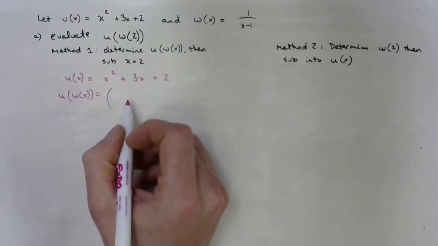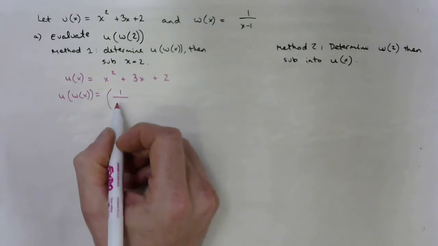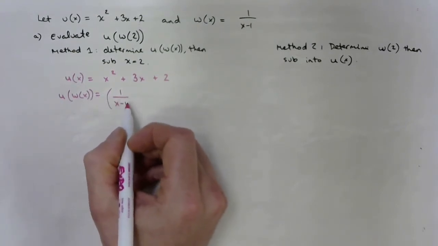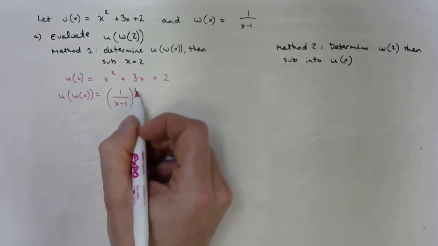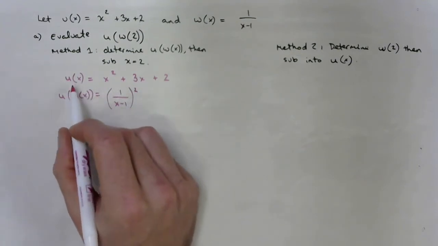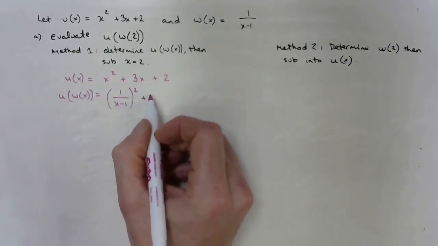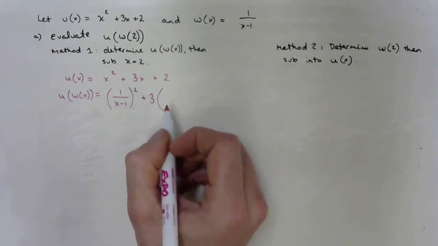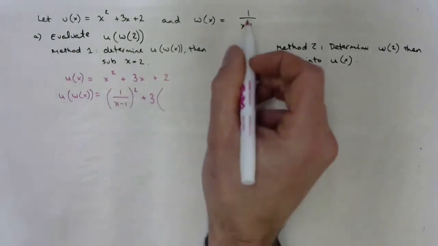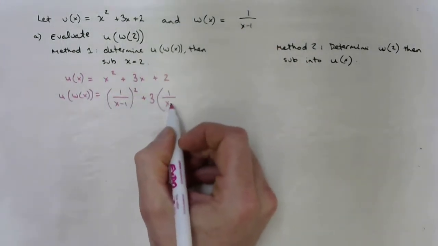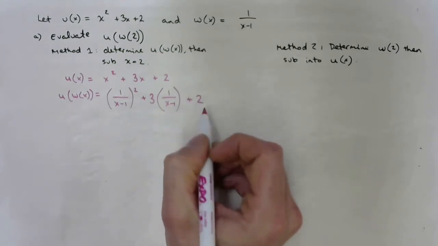I'm going to make sure I have my brackets, and I'm going to make sure that this thing gets squared. But I'm going to plug in w of x, which is 1 over x minus 1, close bracket, squared, because that's what's happening to it in u of x. And then I have 3 times x, and everywhere I see an x, I'm subbing in w of x, which is 1 over x minus 1, and my constant plus 2.